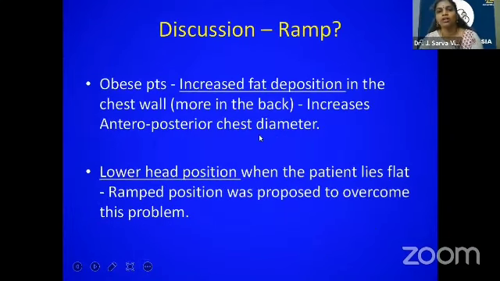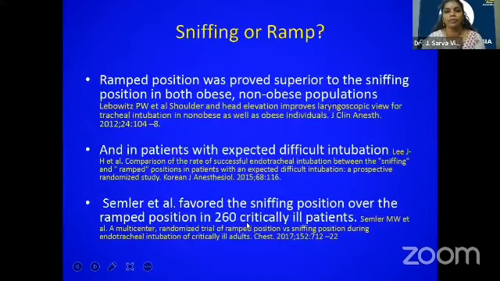But when such a position is adopted in obese patients, it doesn't result in a sniffing position because of the increased fat deposition in obese patients, which increases the anterior posterior chest diameter. They achieve a lower head position with just a pillow placed under the occiput. So in order to align all the 3 axes, the ramp position was proposed to overcome this problem.